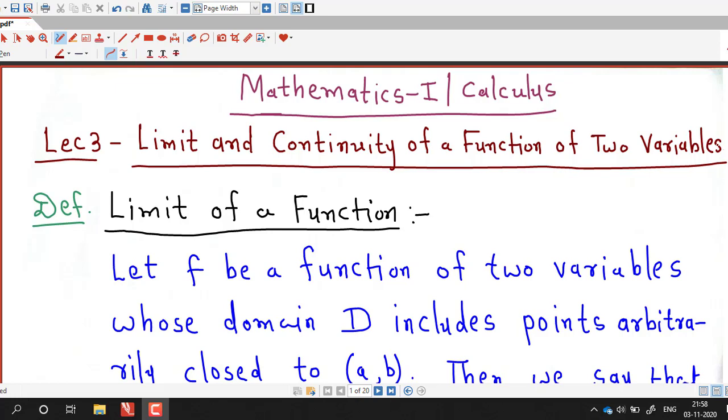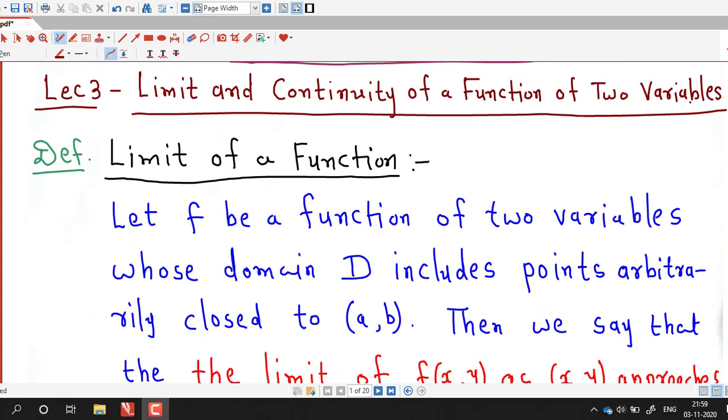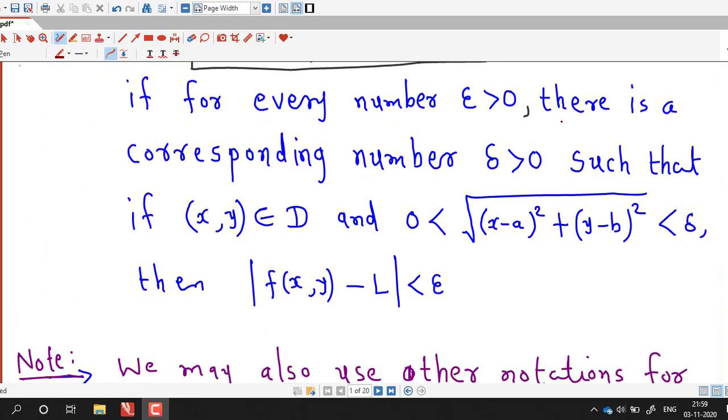So for this we first understand the definition of the limit of a function of two variables. It is similar to the definition for a function of one variable. So what is the definition?